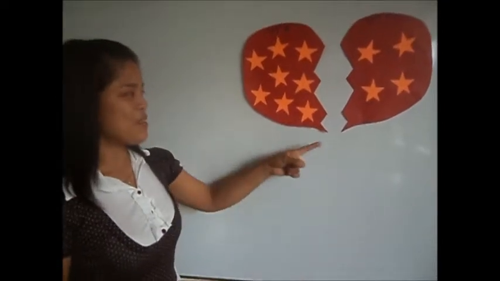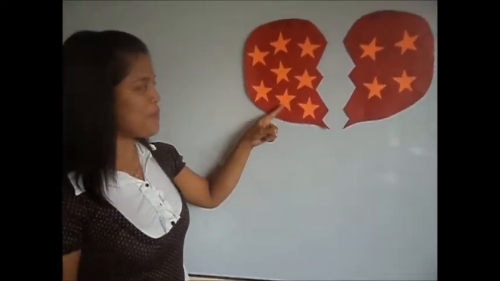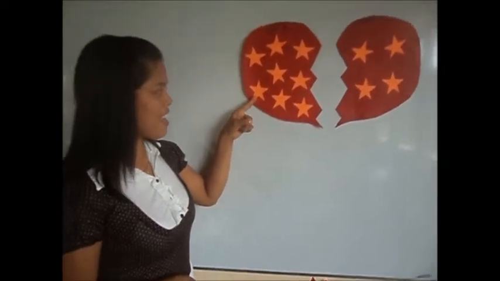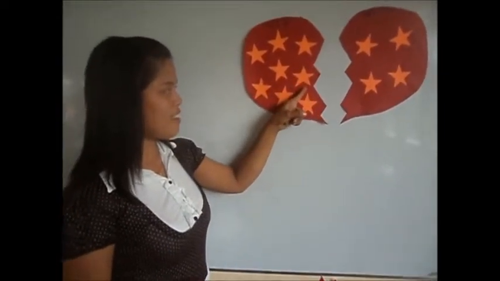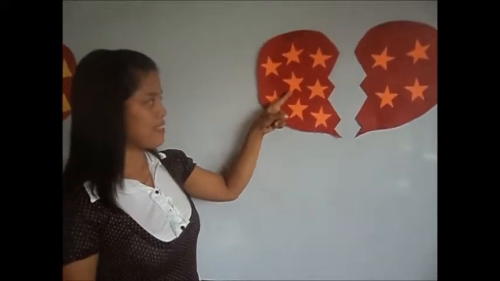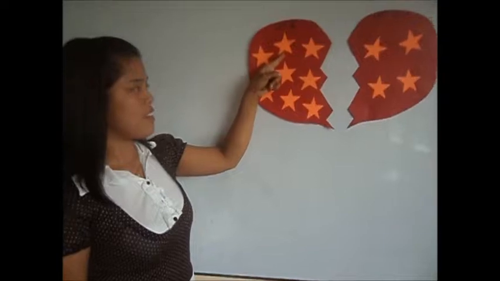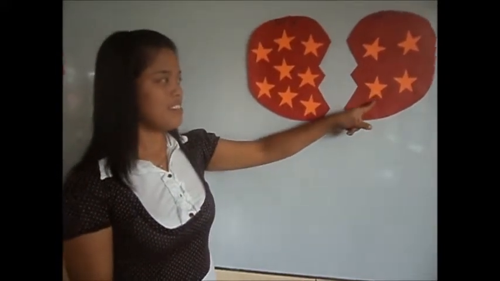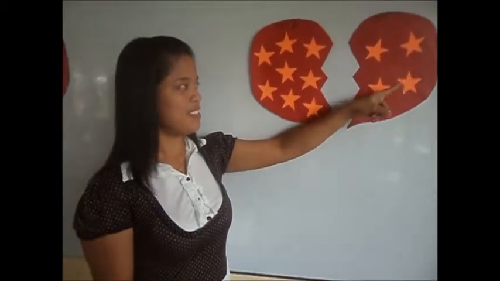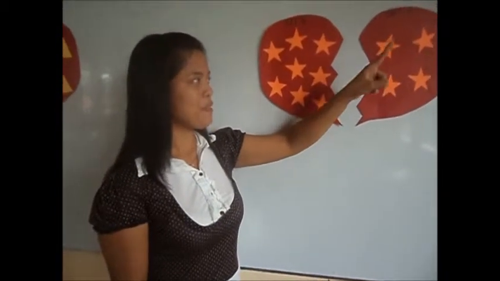Let's count. 1, 2, 3, 4, 5, 6, 7, 8. There are 8 stars in set A. How about in set B? Let's count. 1, 2, 3, 4. There are 4 stars in set B.